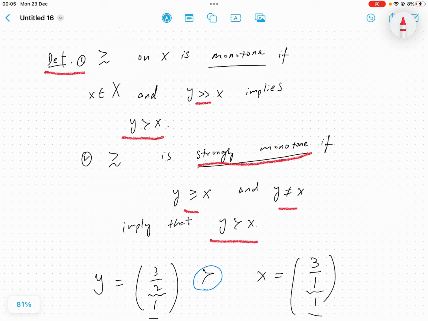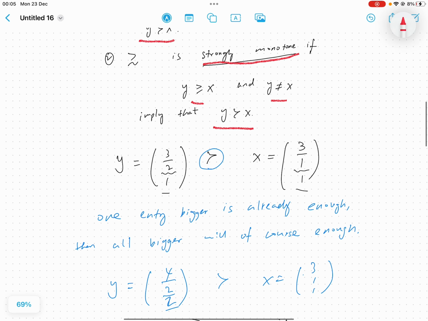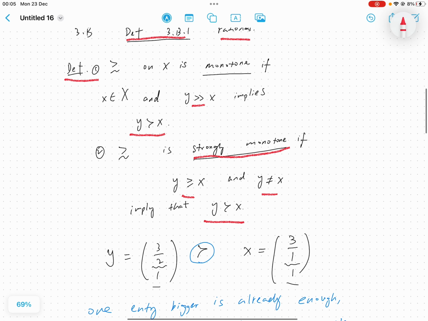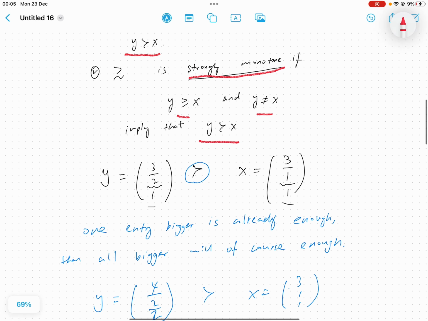Okay, strongly monotone, and that implies the monotone. Okay, so now let's have an example, and mathematically, this is just a straightforward proof, right? So there will be only one step. Just use the definition. So to make this more straightforward, let's take an example.